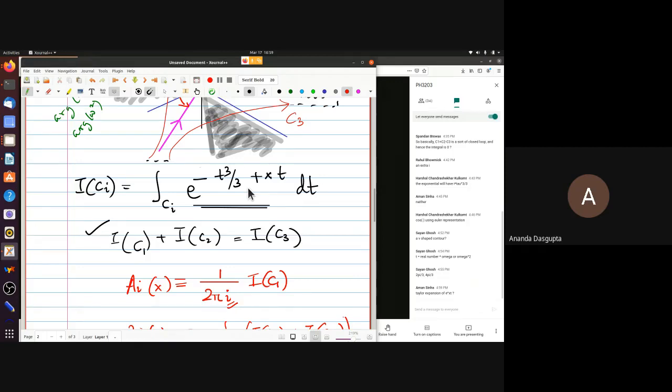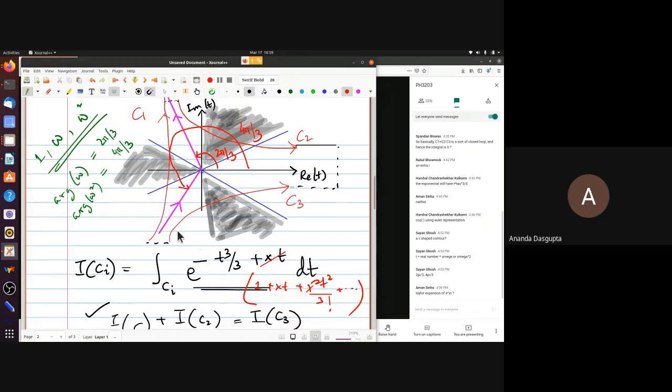Aman is saying Taylor expansion of e to the xt. Of course. Why don't you just write e to the xt as 1 plus xt plus x squared t squared by 3 factorial and so on, and do it exactly for this contour, so that e to the minus t cubed by 3 is real throughout. For every term, you get essentially an exponential with some power of t times some power of t. And again, this will simply give you the gamma functions back.